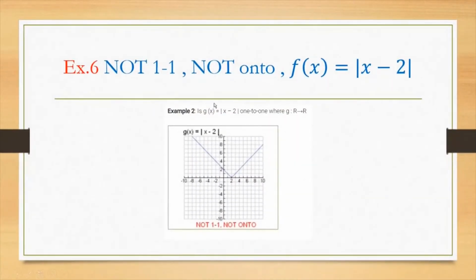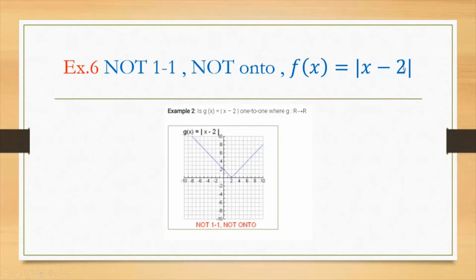So next is a function which is not 1-1 and not onto. If we take a parallel line passing through 6, then it cuts the curve at more than 1 point, so it is not 1-1. And any negative number is not the image of any point, so it is not onto.